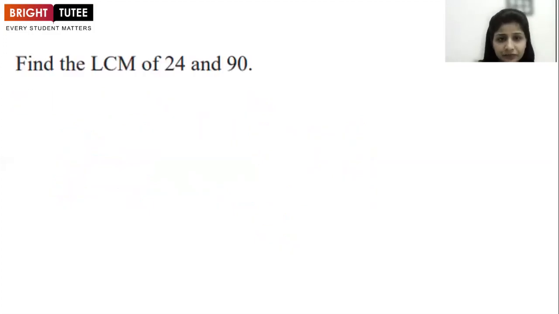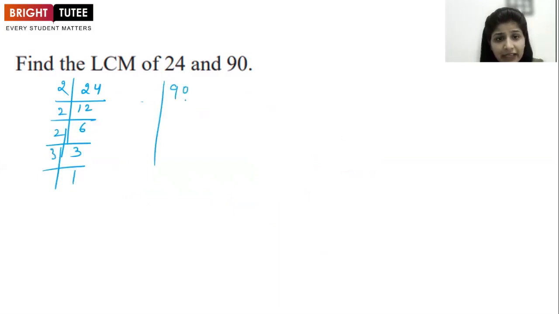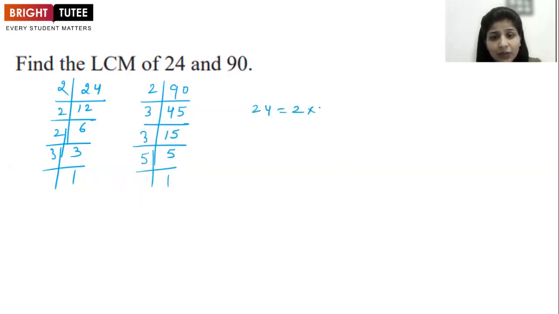Let us proceed. Suppose we have this. Let's do this also with the prime factorization method. So if I have 24, expressing it as the product of prime factors: 2 1s are 2, 2 2s are 4, then 2 6s are 12, 2 3s are 6. This is how we write 24. 90, if I find, I'll start with 2 4s are 8 and 2 5s are 10. Then with 3, 3 1s are 3 and 3 5s are 15. With 3 again, 3 5s are 15. Okay. 24 can be written as 2 into 2 into 2 into 3. And 90 can be written as 2 into 3 into 3 into 5.